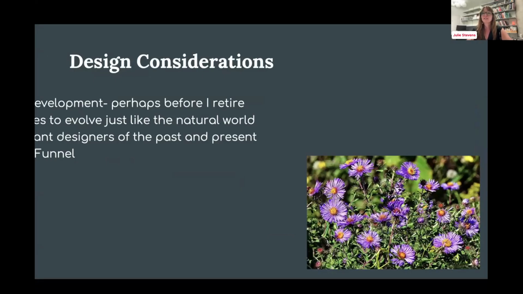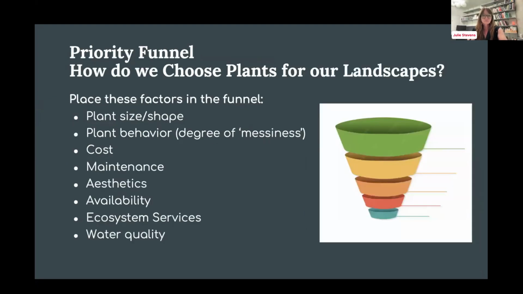We're going to talk about some design considerations. So I'm in development here. I don't know what happened to my slide, but I'm in development here. Perhaps I'll have this figured out before I retire. But I think we have to remember that these kinds of things are evolving just like the natural world, and we have to be responsive. So if we think of this act of designing and planting as a one and done and we're in control of this, then we're probably not going to be as successful as we want to be, but we need to keep evolving. We need to look at designers of the past and present, and what that says on there is to really look at a priority funnel, and we'll talk about that right now, in fact.